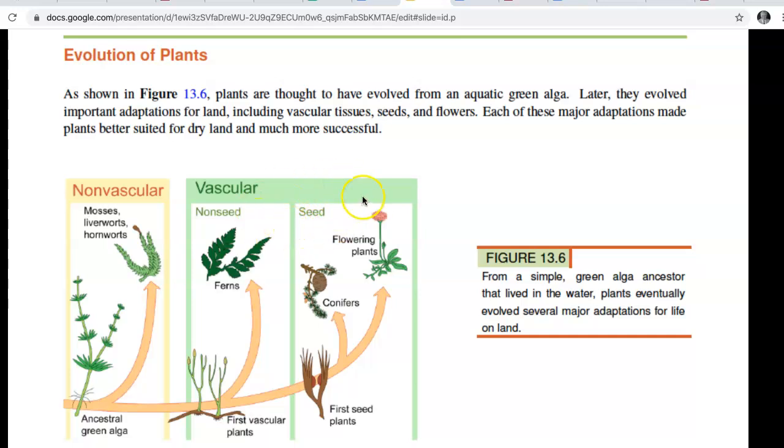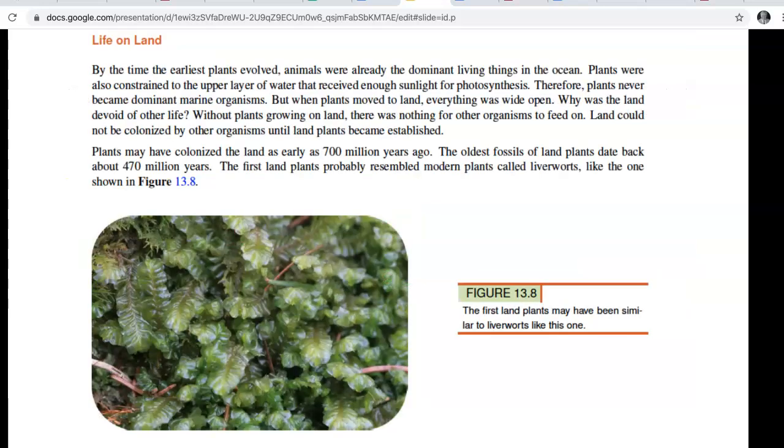Plants evolving a seed was a big jump forward in evolution because seeds then could be transported all over the place. As we know from our course, life started in the oceans. And eventually, that was true also of plants, but eventually life on the land started. And by the time the earliest plants evolved, animals were already dominant things in the ocean. Plants were also constrained to the upper layer of water. Well, when plants started to invade the land, there were no predators on the land. It was all in the ocean.